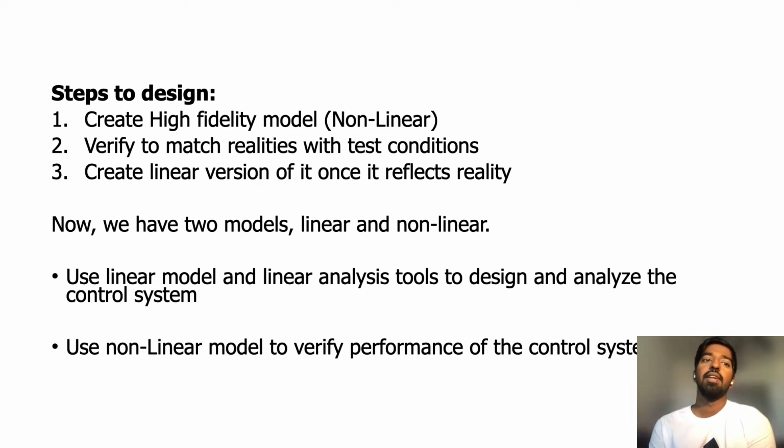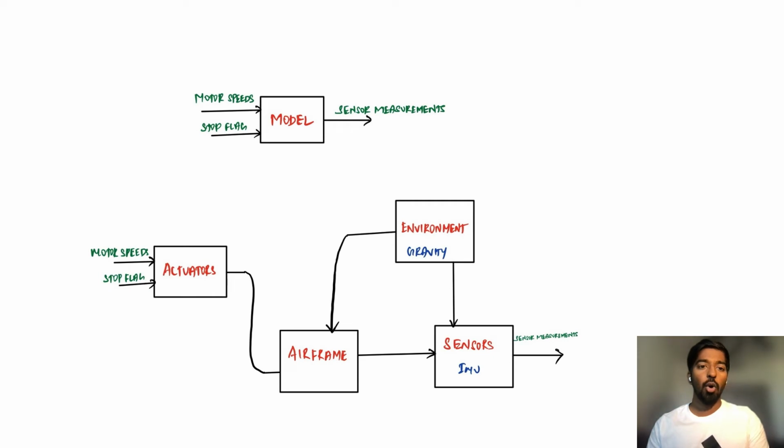And the next step is we need to create the linear version of it once it reflects reality. Now we will have two different models, one linear and one non-linear. So we can use the linear model and linear analysis tools to design and analyze the control system, and we can use the non-linear model to verify the performance of the control system. And here the model is not just a single block, it also has things like actuator, airframe, environment, and sensors. So all these together are considered as a model here, and all these four have their own model-based design.